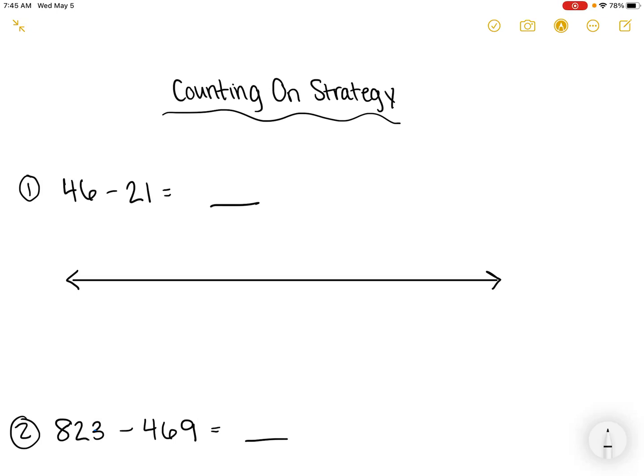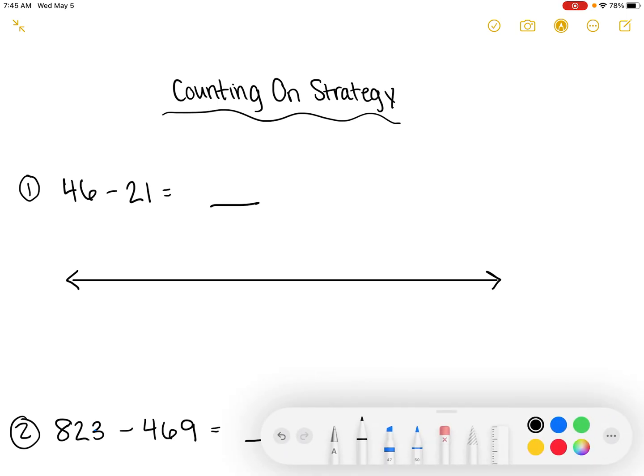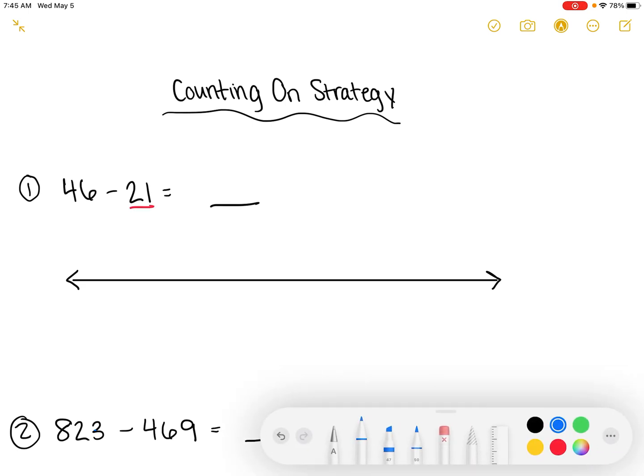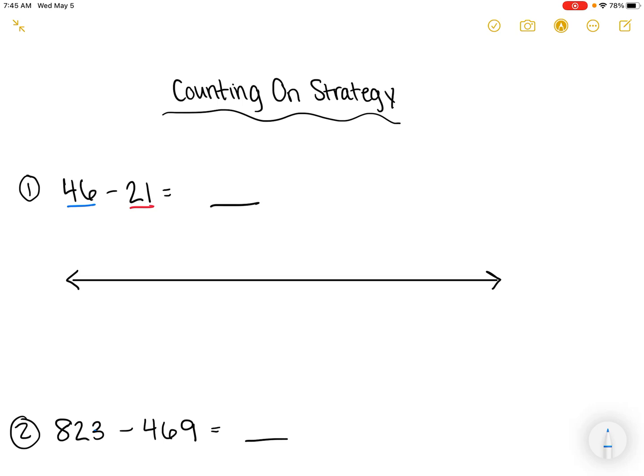Today we are going to be learning how to use the counting on strategy to help us subtract. So we're going to jump in and get started right with number 1, and for number 1 we have 46 minus 21. When we're thinking about the counting on strategy, basically we're starting from the lower number in our problem and counting up until we get to the higher number in our problem. So for example, we're going to start at 21 and we're going to count up until we get to 46.